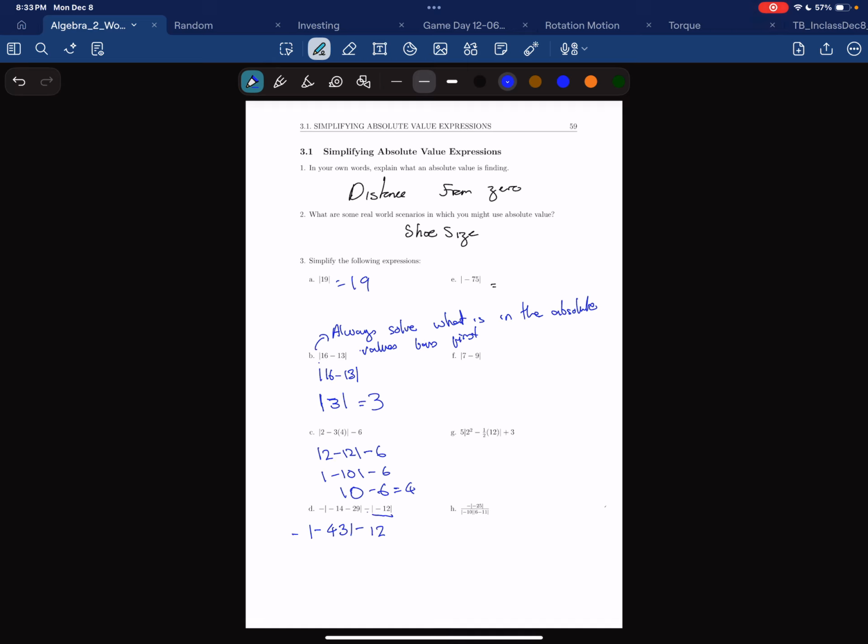We have our negative outside, so the negative stays there. So what's the absolute value of negative 43 now? Well, that's just going to be 43. We have the negative outside, so we put the absolute value of negative 43, which is just 43. And then we put our minus sign, and everything else stays the same. It's going to be minus 55. All right, so a good rule of thumb to get you through these is to solve what's in the absolute value bars first, and then deal with everything outside later.